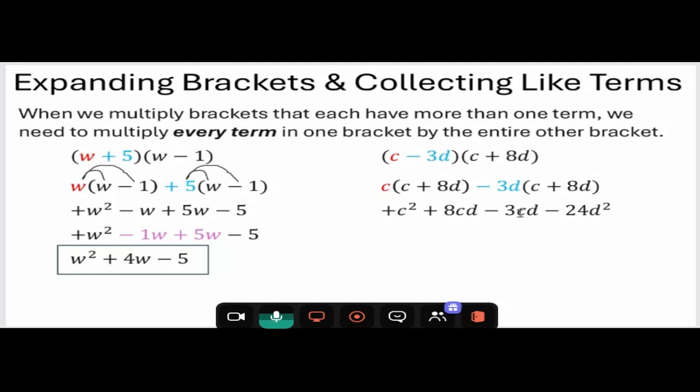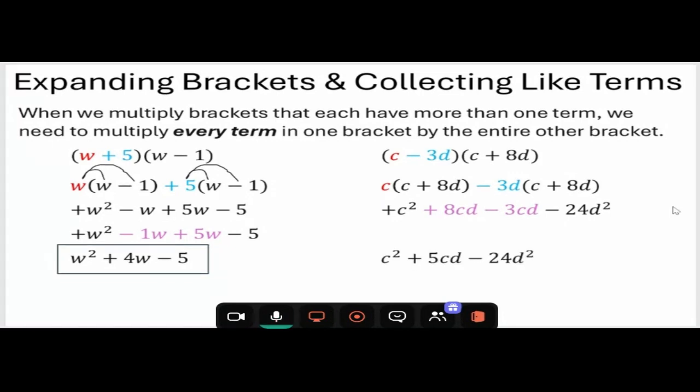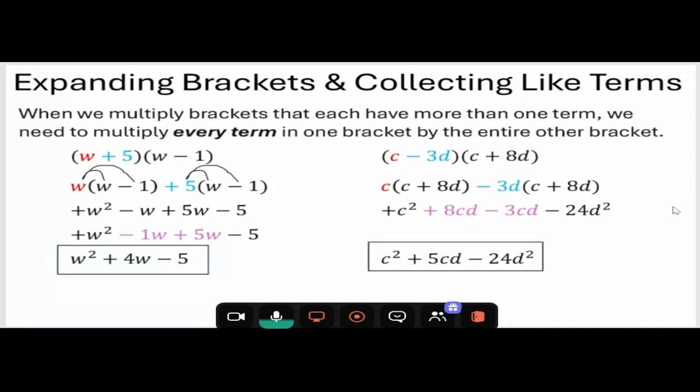And now let's look for like terms. C squared isn't like to anything. D squared isn't like to anything. But in the middle here, we have a CD and a CD. Those are like terms. So positive 8 and -3 adds together to positive 5. So positive 5CD in the middle. And there is our final answer. Okay, so expanding brackets. Do what you already know how to do twice.